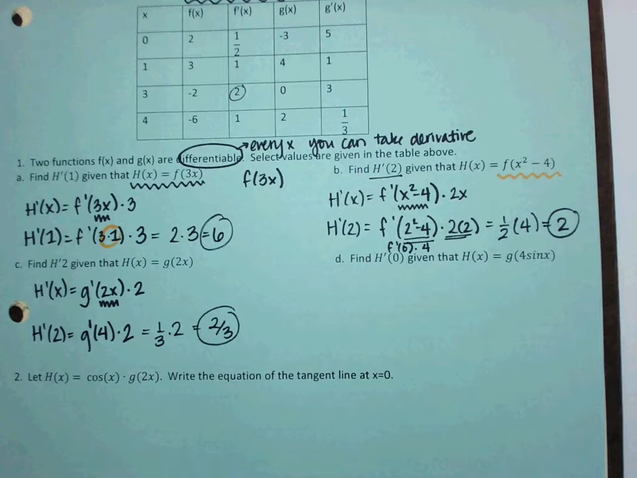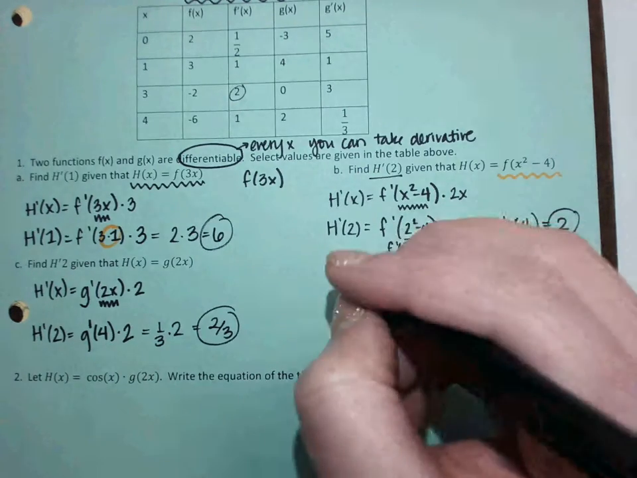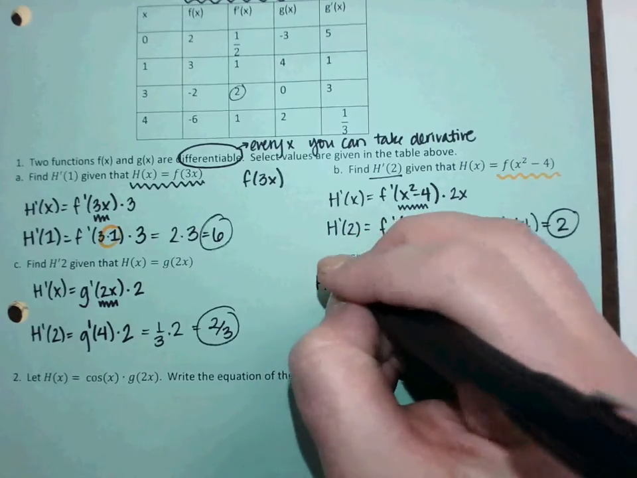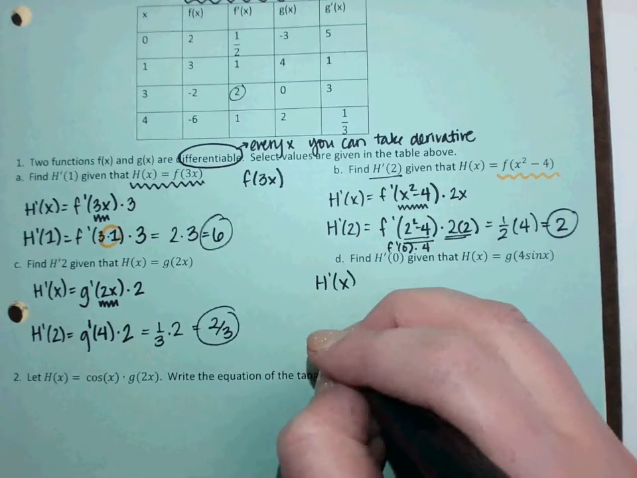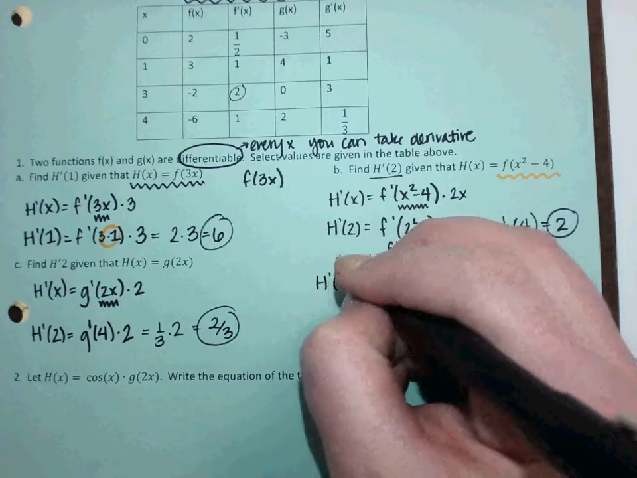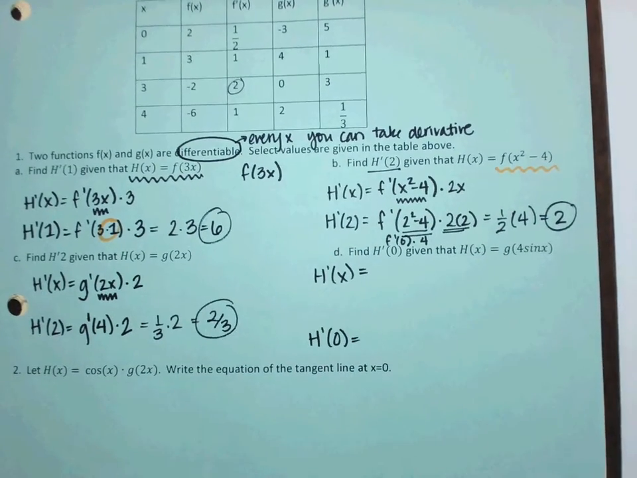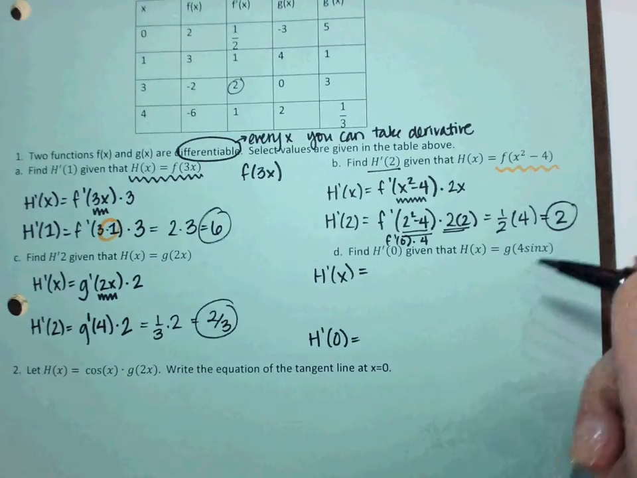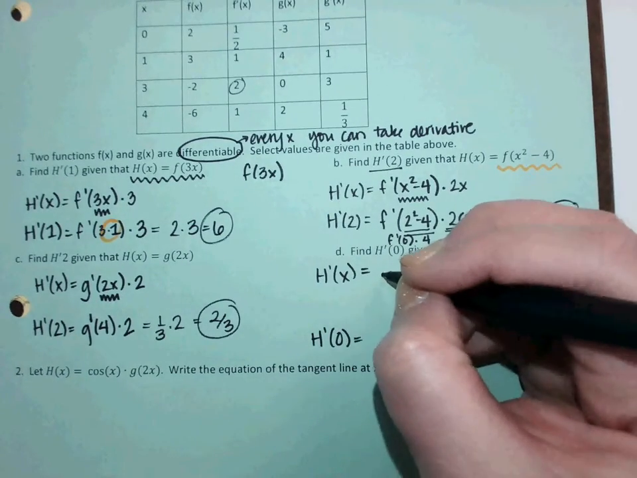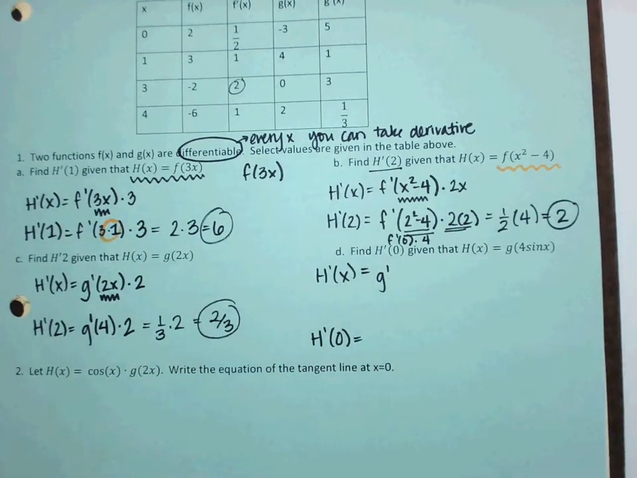You want h prime of 0. H is g of 4 sine x. I'm going to find h prime of x, then I'm going to find h prime of 0. Okay, what is the derivative of g of 4 sine x? G prime, what happens to the core?